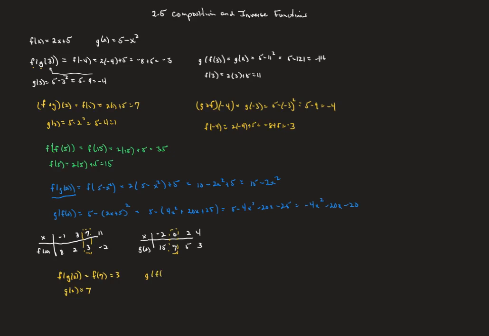In a similar fashion, g of f of 11, we first figure out f of 11, and in our table, we see that that's going to be negative 2. So g of f of 11 becomes g of negative 2, and on the table for g, we see that that's 15. And on f of f of 7, we first find f of 7, and we did that earlier and got 3. So f of 7 becomes f of 3, which we see is 2.